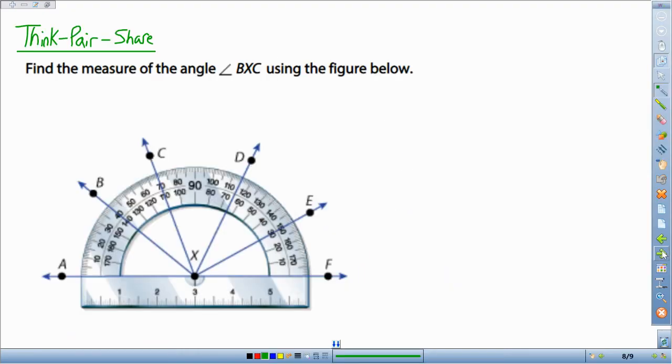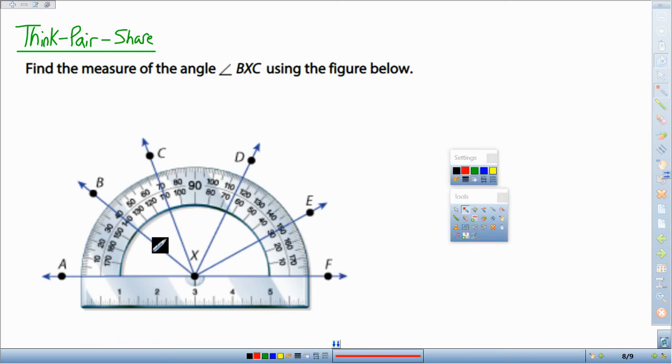Let's keep going. Here's a think, pair, share question. I just want you to take a look at this figure. You don't need to draw it because it's pretty detailed. Take a look and tell me what you think. Here's what it's asking: find the measure of the angle PXC using the figure below. So real quick, PXC. Which angle is that? We've got a lot of angles here, right? Take a second, look at this picture, and just figure out which one is angle PXC.